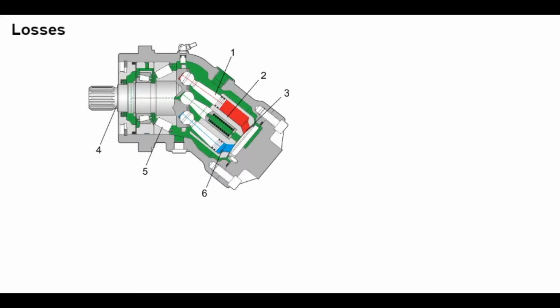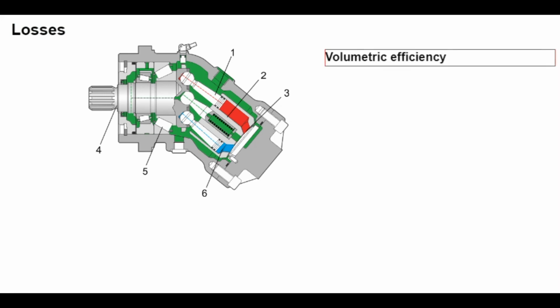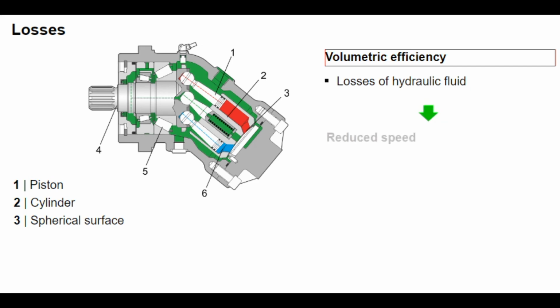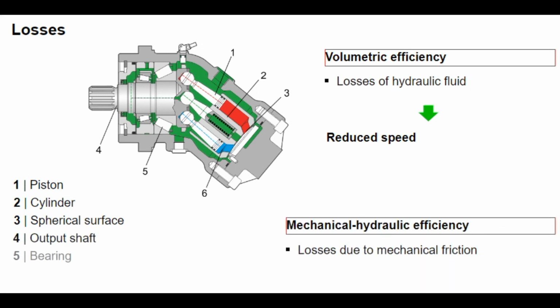Every kind of energy conversion includes losses, even the conversion of flow and pressure into output torque and output speed. The balance between supplied power and output power is described in hydraulic motors by volumetric efficiency and mechanical hydraulic efficiency. Volumetric efficiency is based on losses of usable hydraulic fluid. A part of the flow supplied by the hydraulic pump is also lost in the hydraulic motor due to leakage. For example, hydraulic fluid can leak out of gaps between pistons, cylinder, and the spherical surface. Volumetric losses reduce speed. Mechanical hydraulic efficiency refers to losses due to friction.